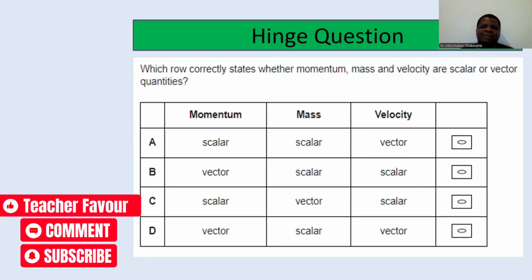Correctly state whether momentum, mass, and velocity are scalar or vector quantities. Okay, we look at the options. Momentum is a vector quantity, mass is a scalar quantity, and velocity is a vector quantity. Therefore, the correct option here is option D.